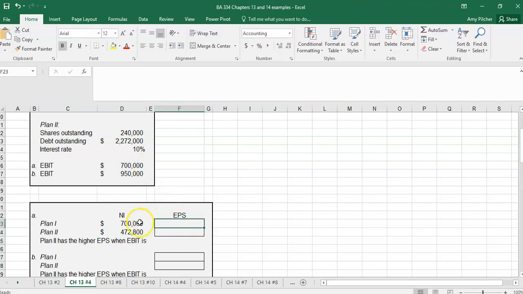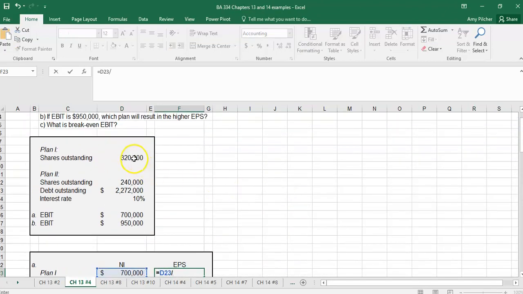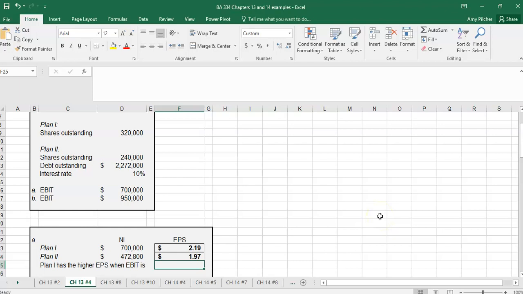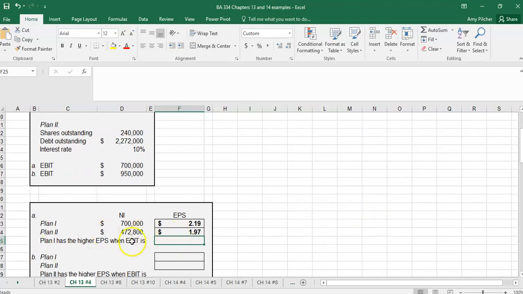So our earnings per share under each plan is our net income divided by the shares outstanding. So in plan 1, we have 320,000 shares outstanding. In plan 2, we have 240,000 shares outstanding. Okay, so plan 1 has the higher EPS when the earnings is 700,000.